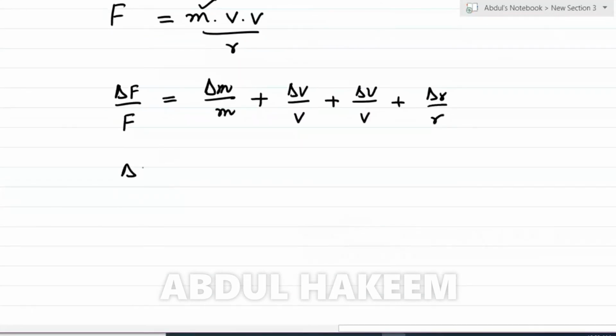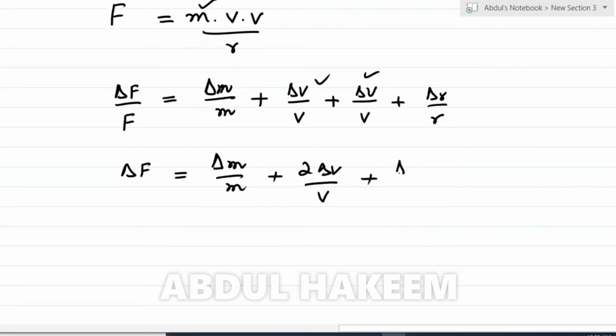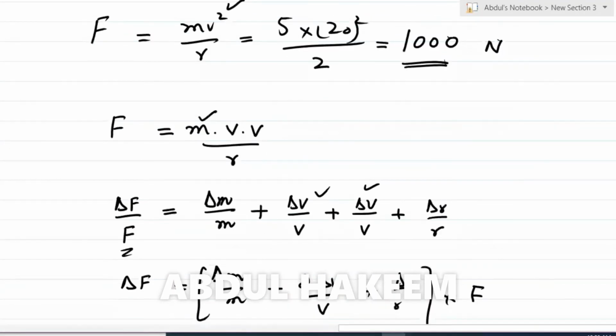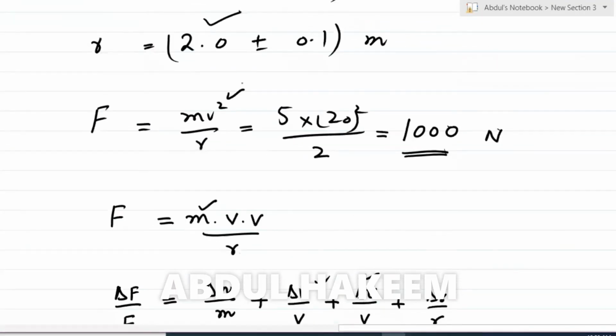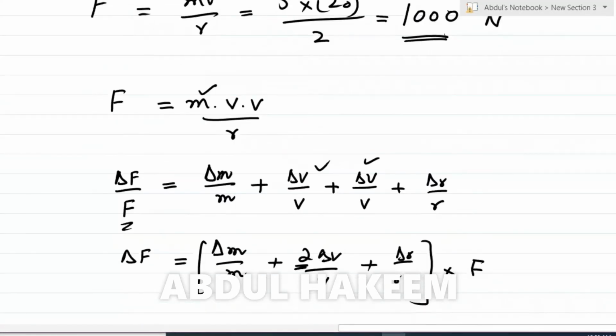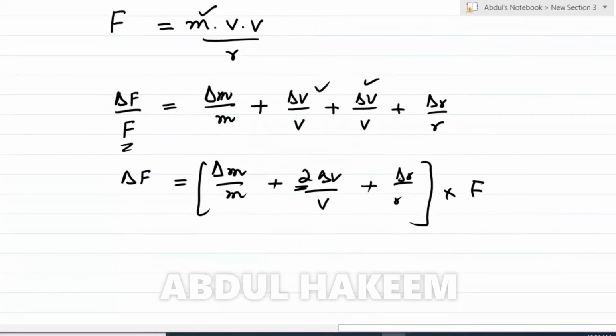Now on simplification, it can be written as delta F, delta M over M. This becomes double, so 2 times delta V over V plus delta R over R, and times this F over here. So when the value is power 2, then we will multiply it by 2. If it is V cube, we will multiply it by 3. If it is under root, then we will multiply it by 1 by 2. So the power shortcut is the power is multiplied during fractional uncertainties calculation. So now put the values.